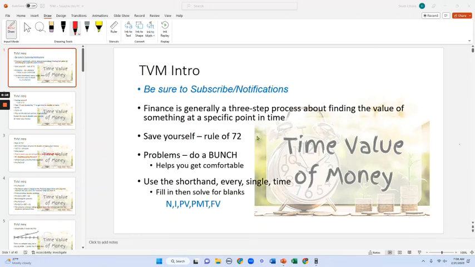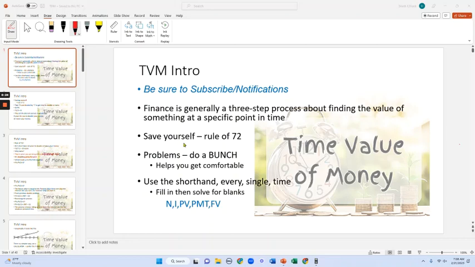We have a special series here on time value of money. Time value of money is very important in the world of finance, and it's generally a three-step process about finding the value of something at a specific point in time. That's actually what finance is. We try to find the values of things at different points in time.